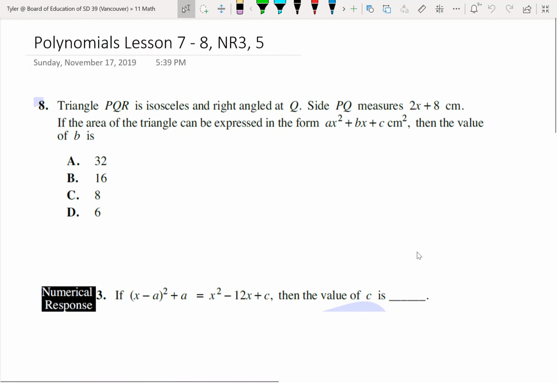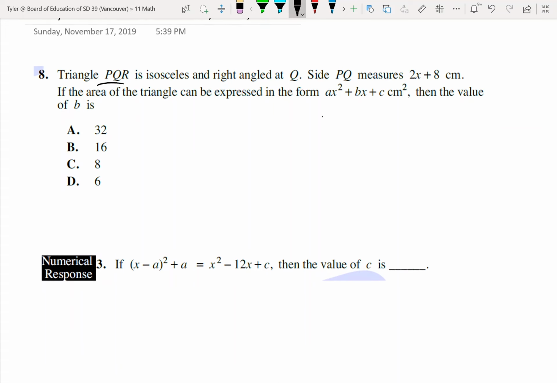From the practice test, lesson 7, there are 3 questions we're going to go over. The first one: triangle PQR is isosceles and right angled at Q. Before we start, let's draw a picture so you can see what's going on. I know it's a right angle, and I know that these sides are equal, and this is Q. It's PQR. There we go. So it's an isosceles right angle at Q.